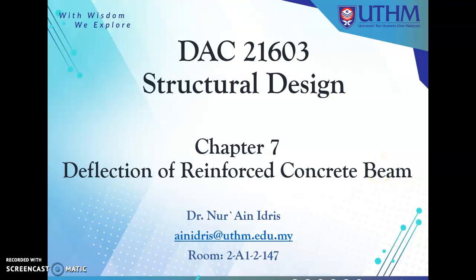Okay, Assalamualaikum. Hi everyone. Today we're going to learn about the deflection of the reinforced concrete beam. Deflection ni adalah benda selalu sinonim. So maksudnya, basically memang kita akan check the deflection of the beam ataupun slab. Deflection ni akan menyebabkan crack.